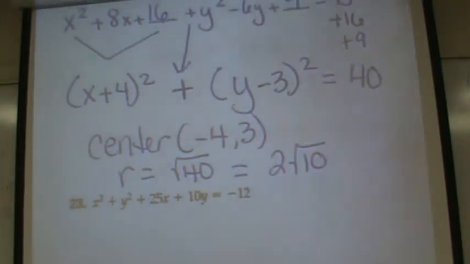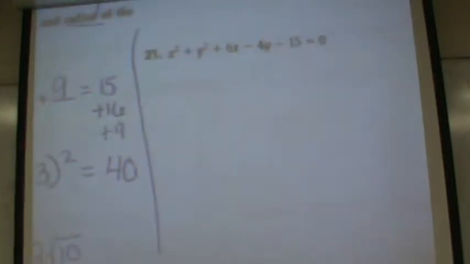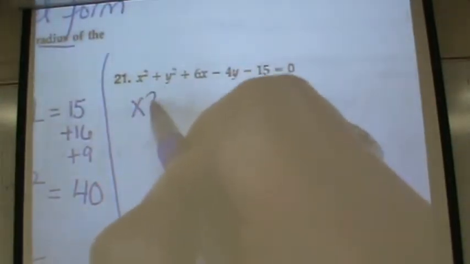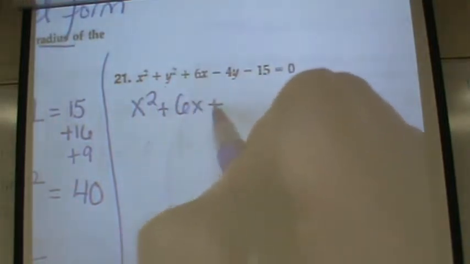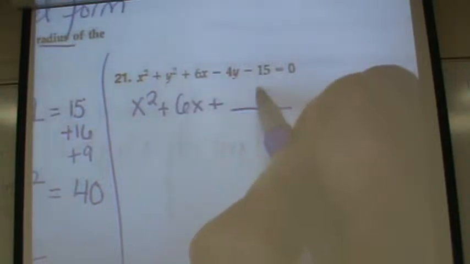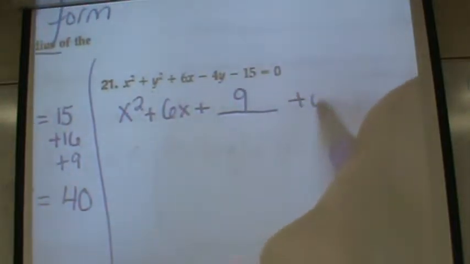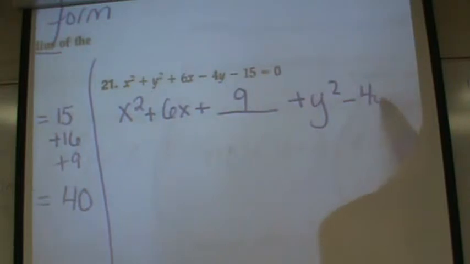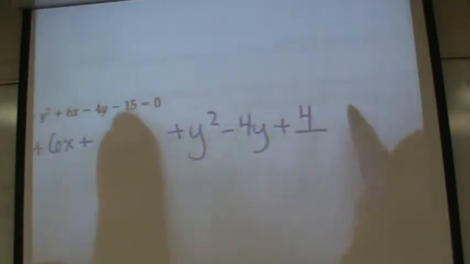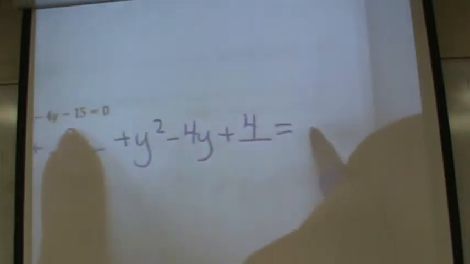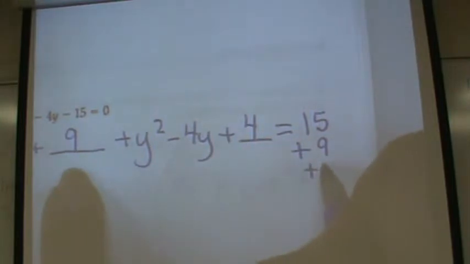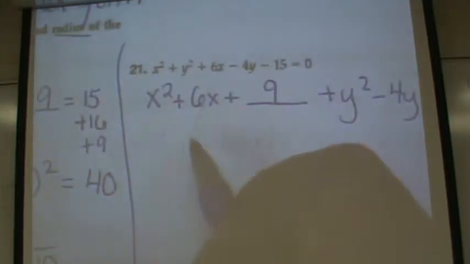21. Okay, let me hear you. What do I do first? Organize the x's. What number is going to go here? 9. What number is going to go here? 4. And then we have, on this side, what do we have? 15, 9, and 4. Okay, factor.